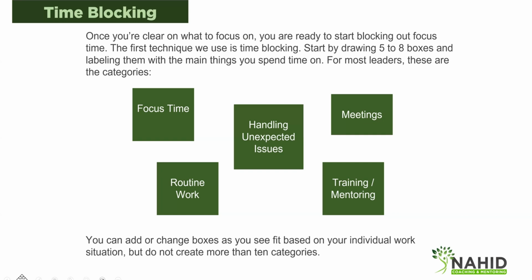This example that I have right here is usually one that I use with my managers that I coach, and I have them use this as a template. These 5 categories are pretty common to everybody: focus time, routine work, handling unexpected issues, meetings, and training or mentoring their team. And then they might have a couple of other things that are different, or they might do this slightly differently, but the idea is to keep it to less than 10 categories and to really categorize each type of work you do based on where you have to be mentally.